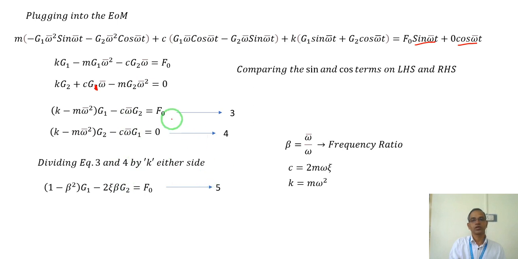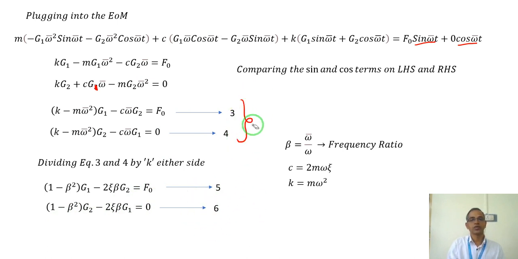So m by k is 1 by omega square, so omega bar and omega cancel, then omega bar by omega becomes beta. This way I get this, and in the second equation I get 1 minus beta square into G2 minus 2 xi beta G1 equal to 0. Now solving for G1 and G2, instead of this stage, I can solve the second one first. It becomes easier.